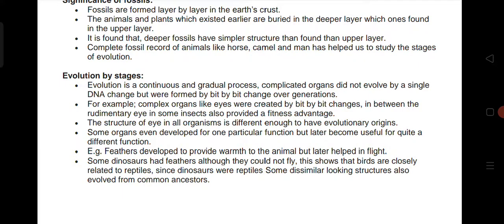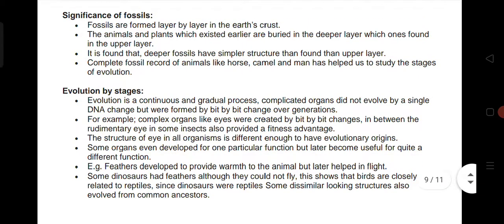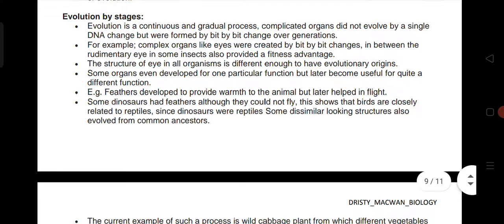A complete fossil record of animals like horse, camel and man has helped us to study the stages of evolution. So for studying the stages of evolution, there is a complete fossil record of animals, for example camel, horse as well as man. And due to these complete records of the fossils, we are able to study the different stages of evolution. Now we are going to see which are the stages of evolution, and how the evolution is taking place.